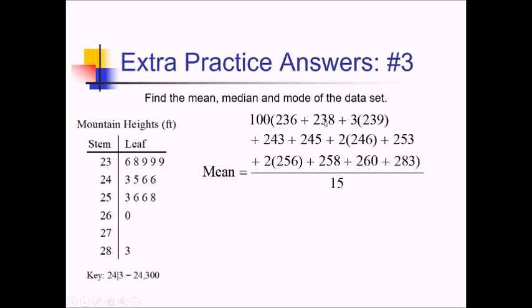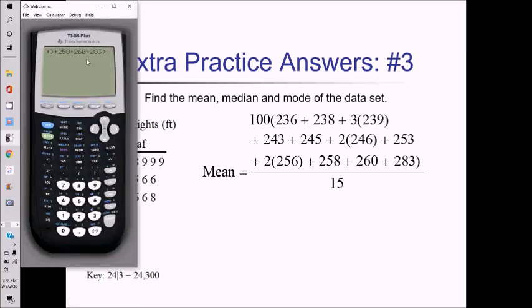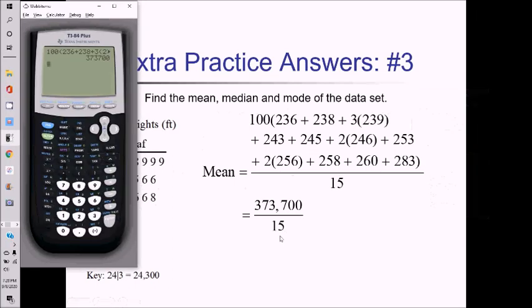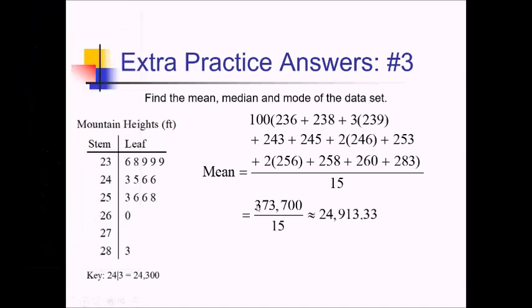All right, so I'm going to add all that up on the calculator now. So here we go, adding up everything in the numerator. This is the tail end of this monstrosity here. Pressing enter, that comes out to 373,700. And we're dividing all of that now by 15, which I'll go back to the calculator to do. So dividing by 15, rounding to the nearest hundredth, we have 24,913.33. So that's apparently the mean mountain height based off the mountains we surveyed here.